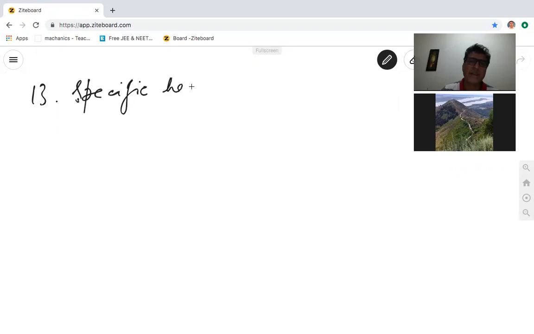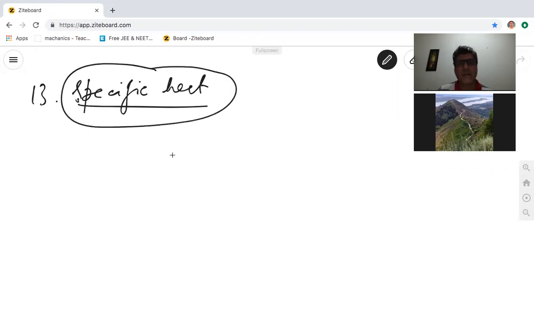Specific heat. How to find this dimensional formula for specific heat? First of all, you just try to get the formula for specific heat. You know specific heat is defined as heat given to the system per unit mass per unit rise in temperature. That's the basic equation. So what to do with it?